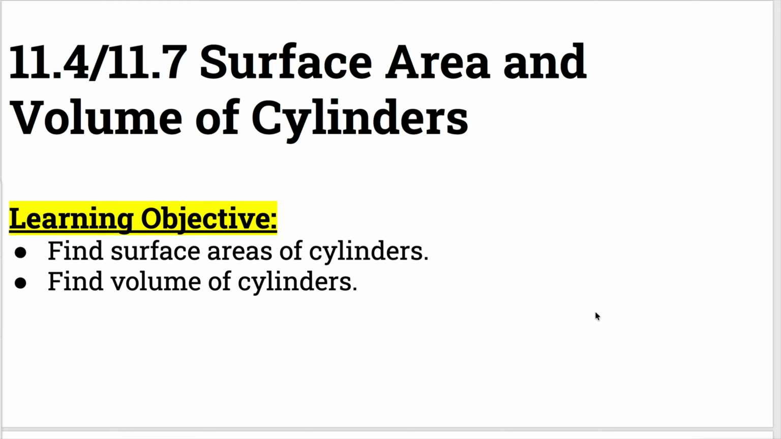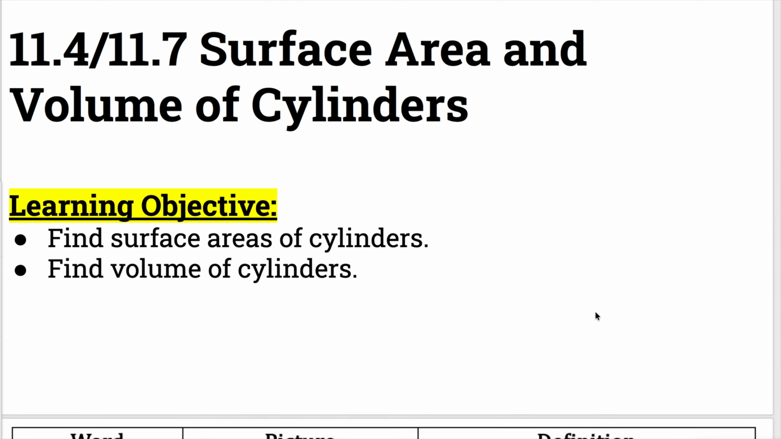Today we're looking at lesson 11.4 and 11.7. So 11.4 talks about the surface area of cylinders, and then 11.7 talks about the volume of cylinders. So we're just putting them all together today.